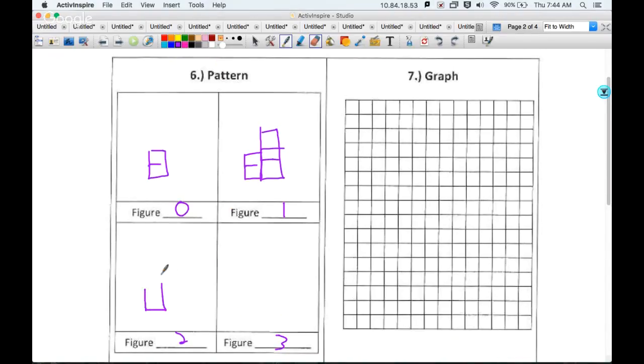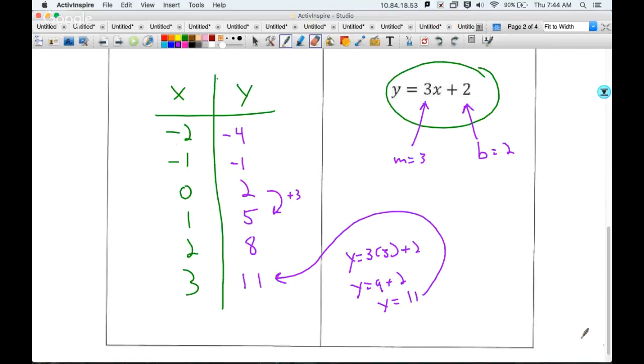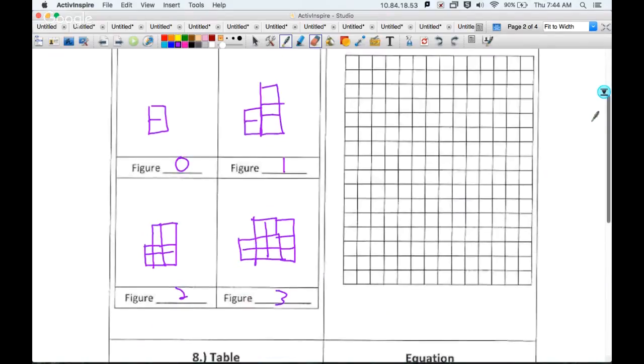I'm going to copy that down here, and then I'm going to add 3 more boxes. Do it again, copy down that figure, and then add 3 more boxes. And let's check this one. 1, 2, 3, 4, 5, 6, 7, 8, 9, 10, 11. Should figure 3 have 11? It should. Last thing to do is to make a graph.